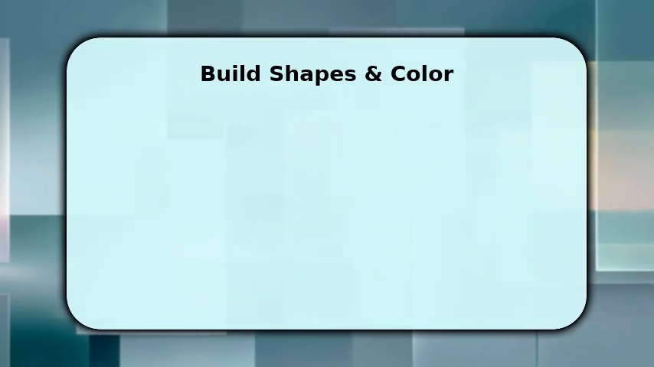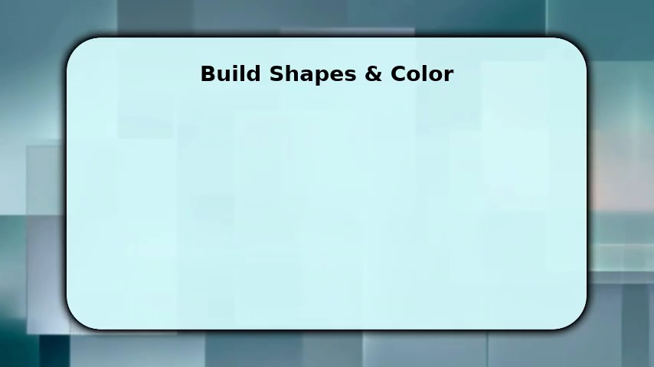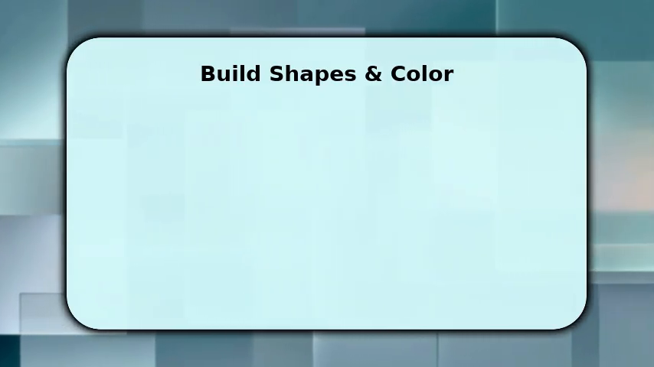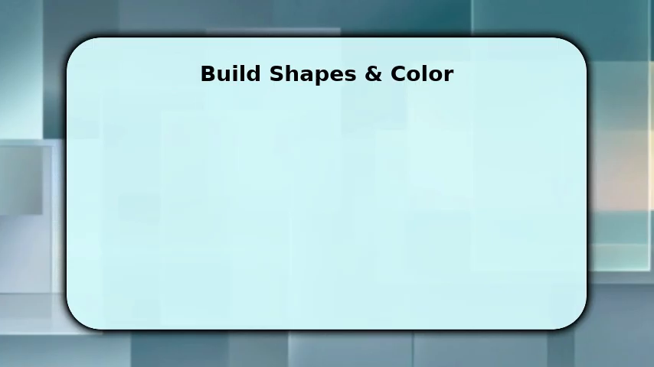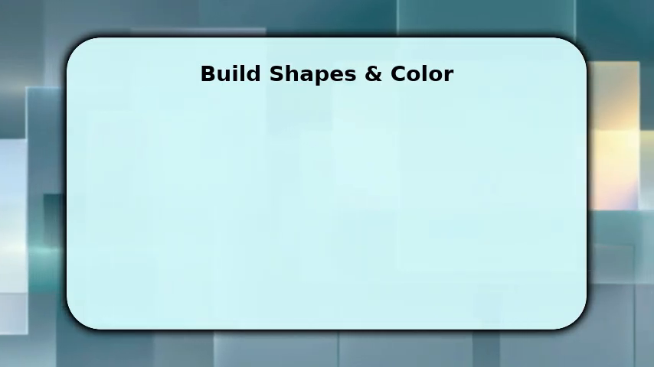Switch to a vector layer when you need crisp, scalable shapes, and use the pen or shape tools for precise edges. Once forms are down, block in flat colors using the bucket or a solid brush at full opacity, and organize fills on separate layers with clipping masks to contain edits.